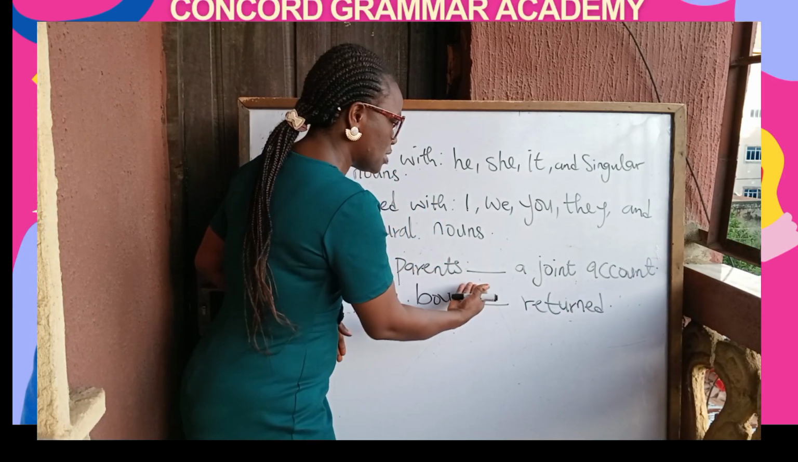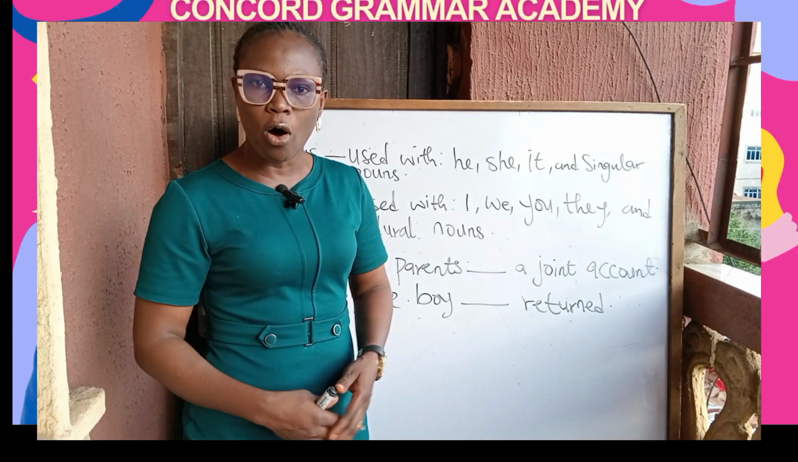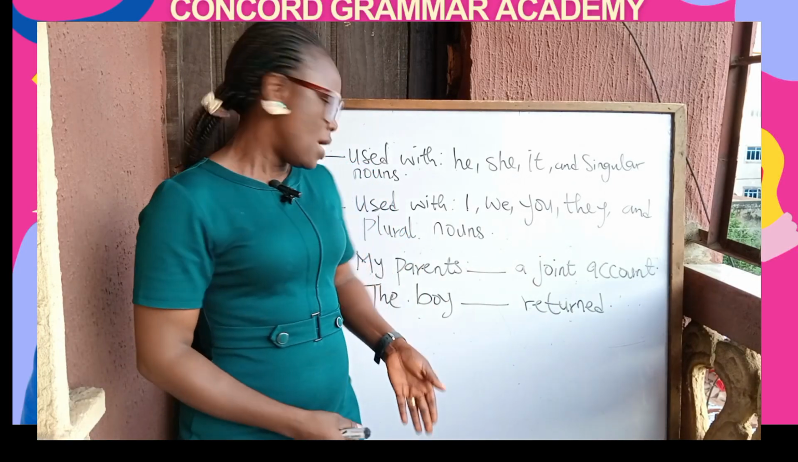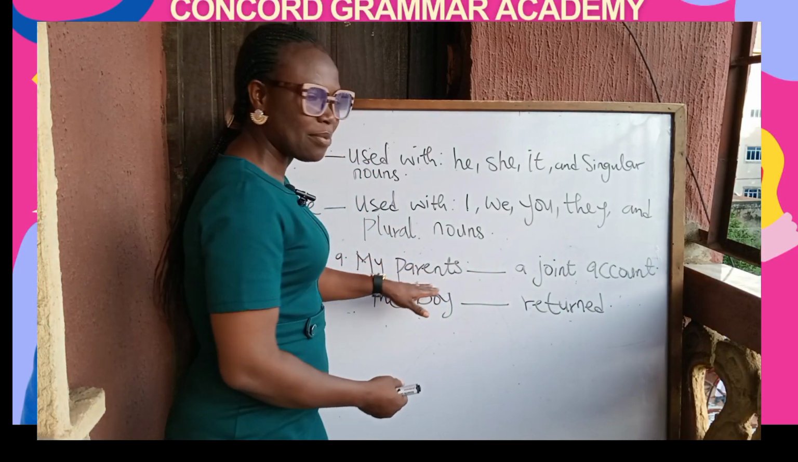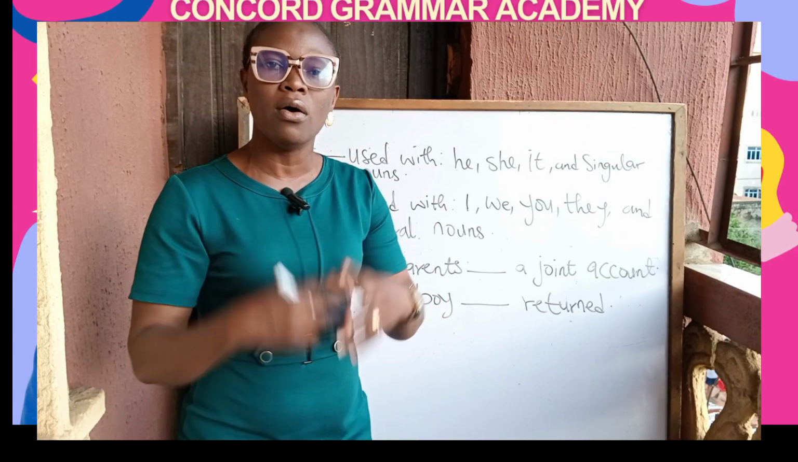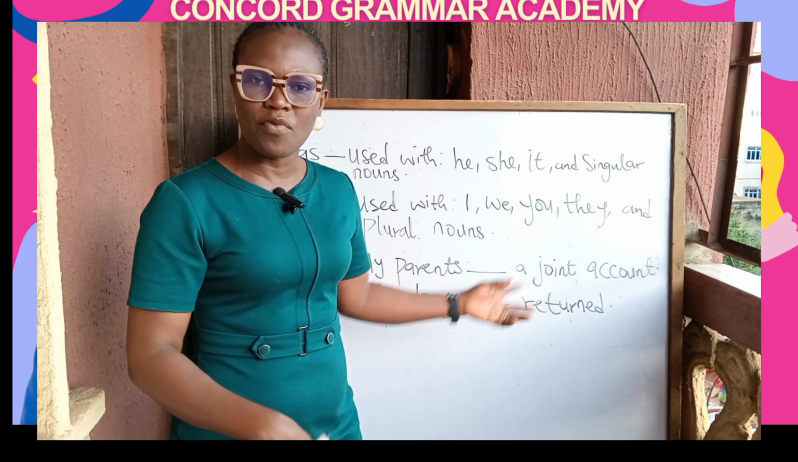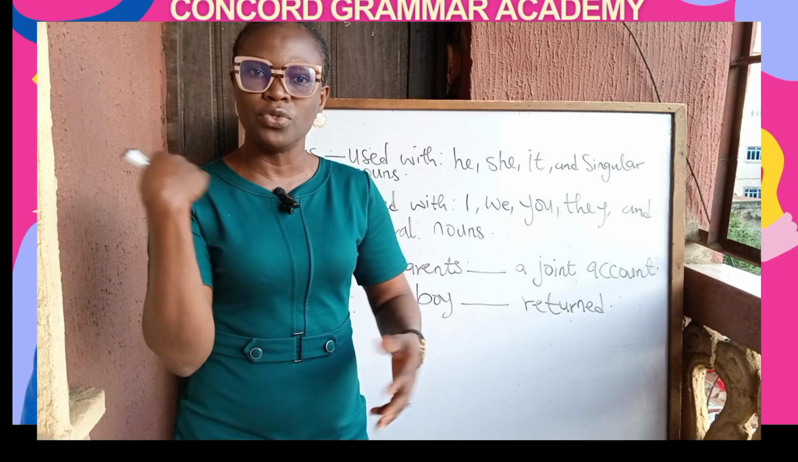Now, my parents dash a joint account. Should it be my parents has or my parents have? Now, you consider the subject. My parents, is it talking about one person or more than one? Now, if it is one, you use has. If it's more than one, you use have.